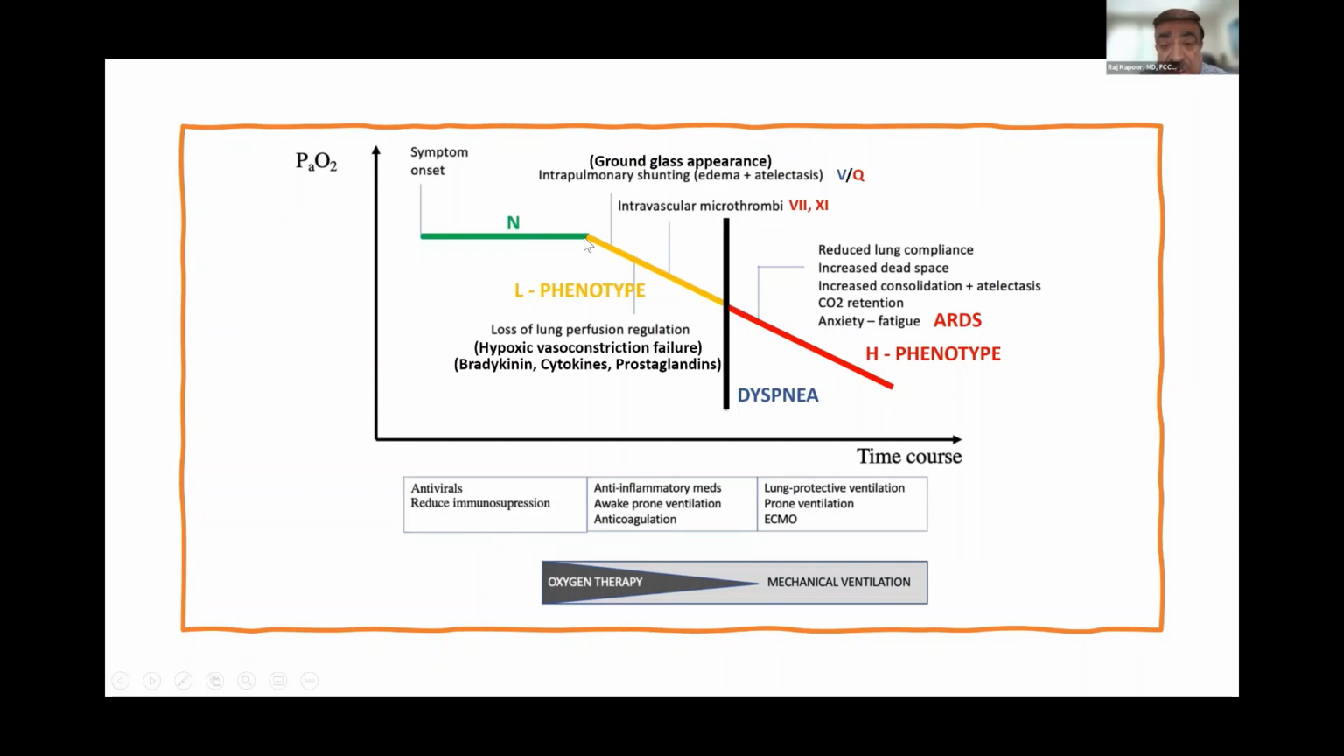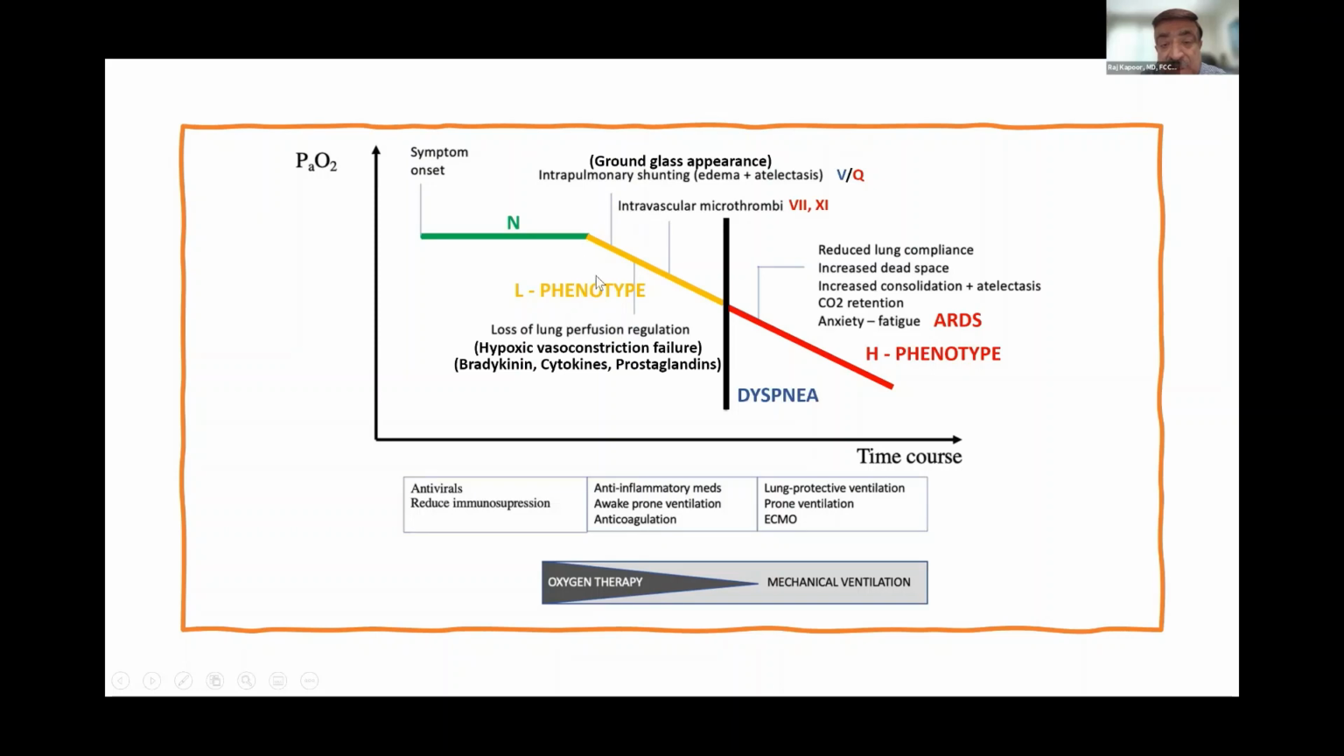And this one is the reason that from here to here, the person does not have dyspnea. The person is not short of breath. That is why they are called happy hypoxic. That is why it is called silent hypoxia. So one has to be very careful of this yellow zone.